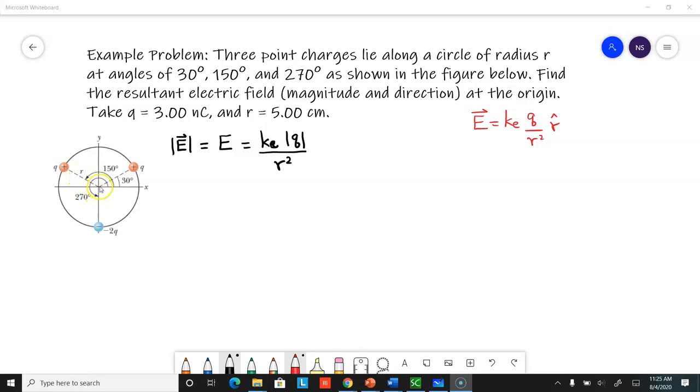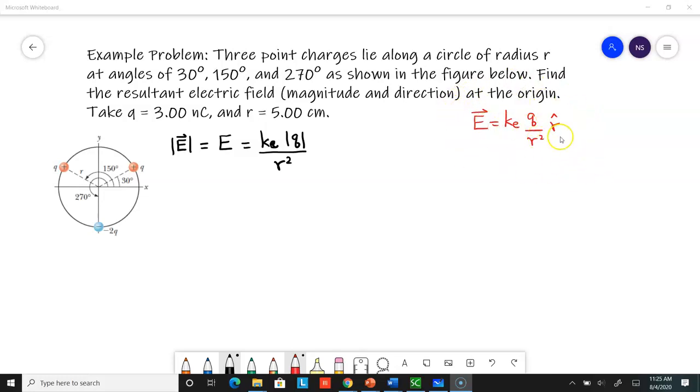remember field points away from a positive charge, so electric field from this would be pointing away, same thing from here, and then electric field due to a negative charge will be pointing towards it, right? So we need to draw those vectors, and we are going to be calculating the magnitude of the vector using Coulomb's law. That's this formula here, k_e Q over R squared. If you want to use the main formula along with the unit vector R hat, feel free to do that.